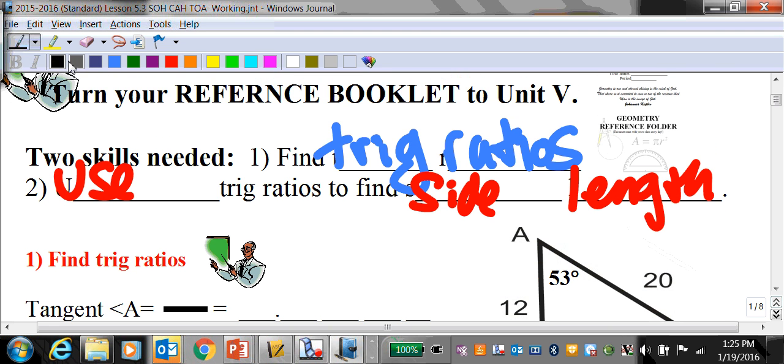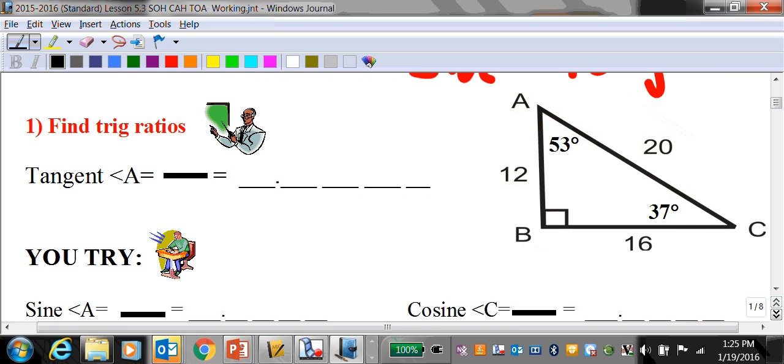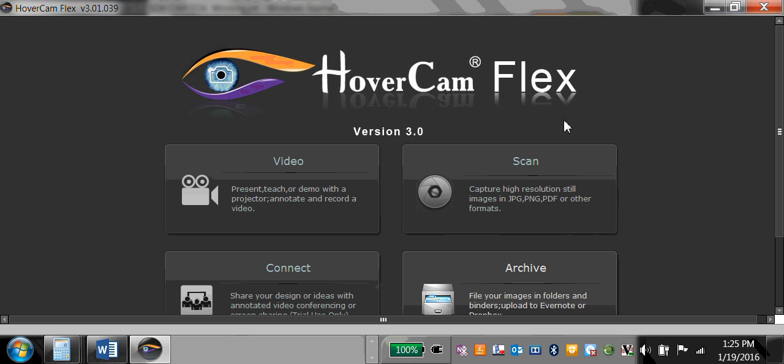Okay, by the word ratio, put a little arrow and make yourself a little fraction bar. I want you to remember these fractions have names. The names we're using are sine, cosine, and tangent.